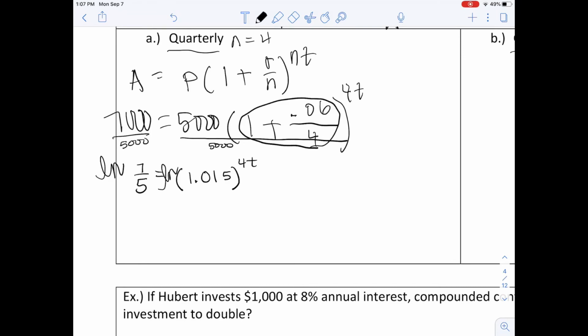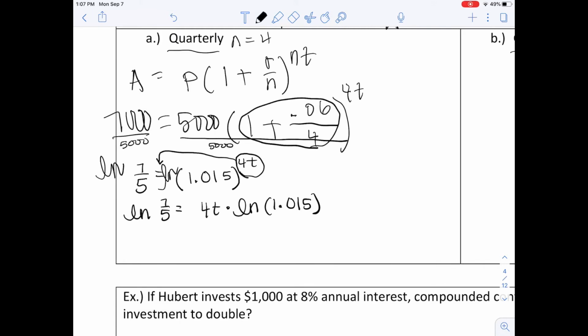I'm choosing ln. And the reason why we use a logarithm for this is because we have an exponent that has a variable. And when I have a log, I can move that exponent out in front of our logarithmic function. And I have ln of 7/5 equals 4t times ln of 1.015.